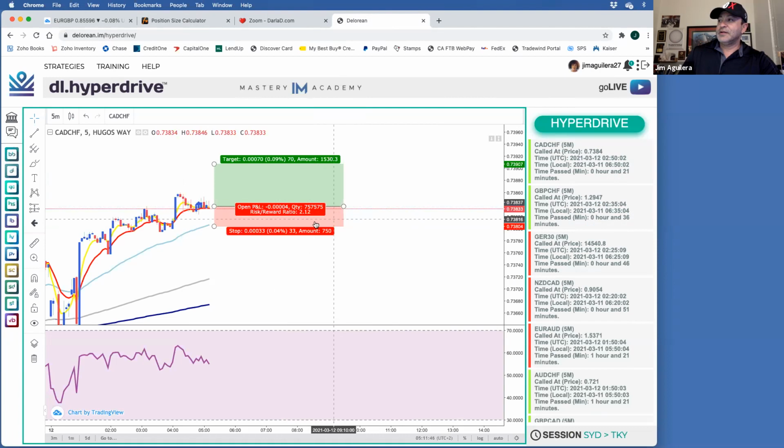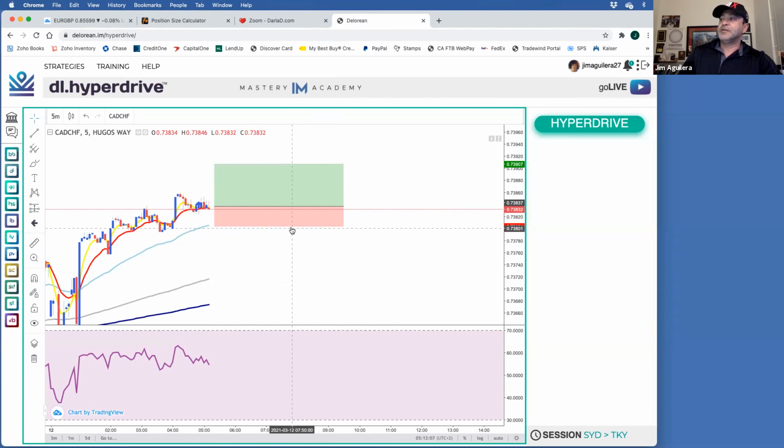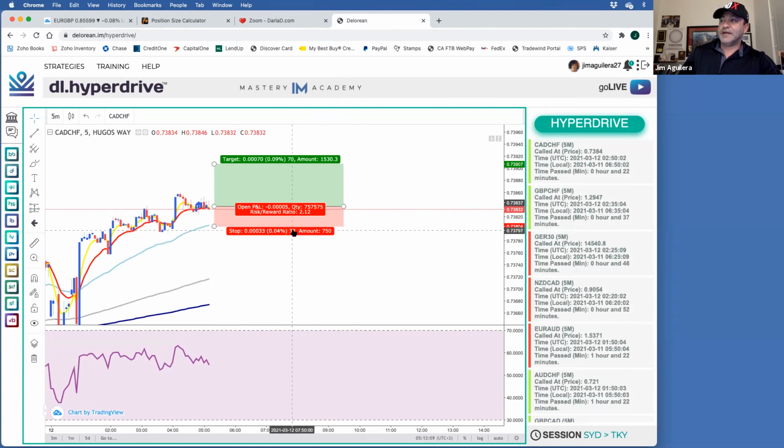So what we do is once we draw this out, it's kind of telling us what we need to know. But right here, in this number right here, 33, that's 33 micro pips, which is actually 3.3 pips. Okay, so that's one way to figure that out. You could just look at this and add a decimal.